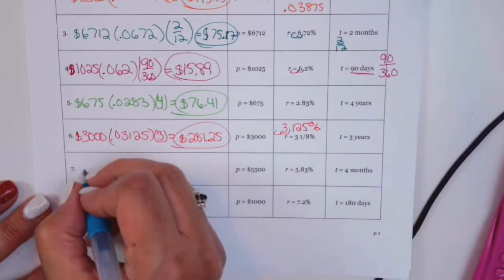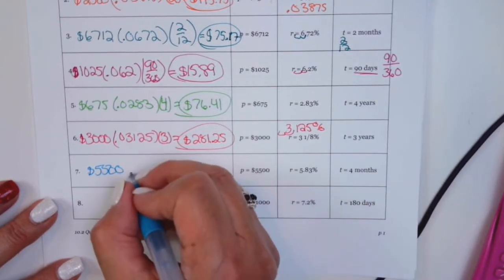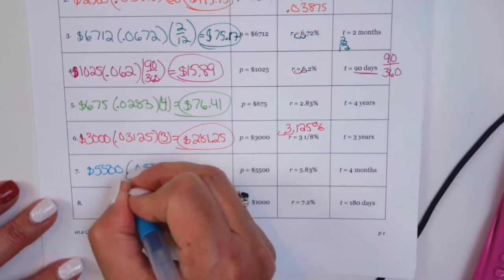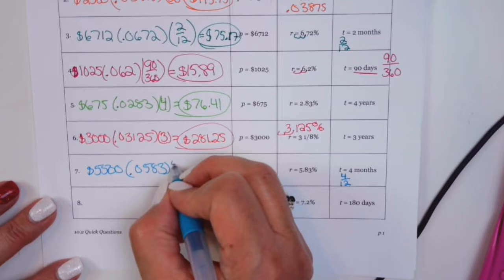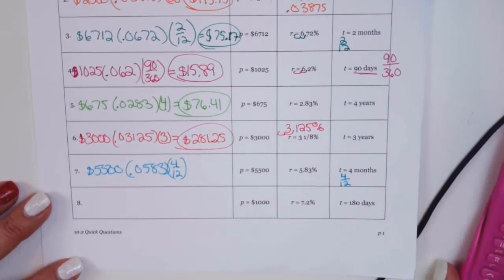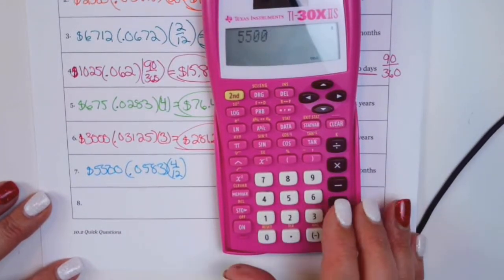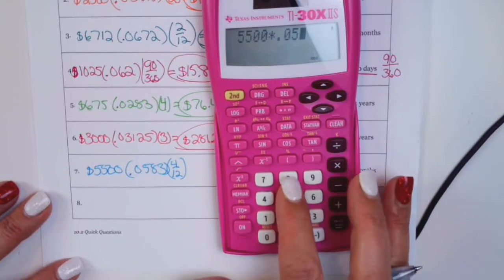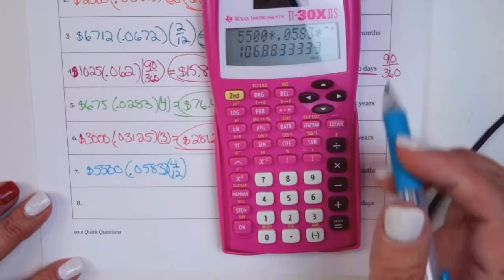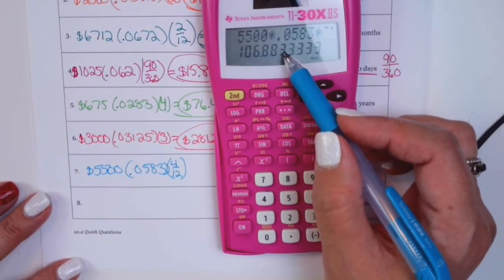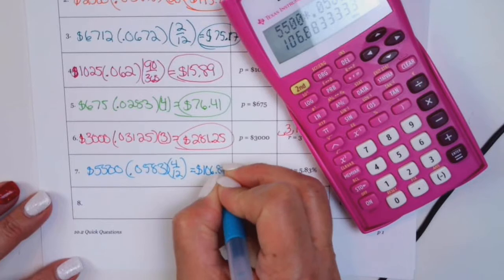Next, our principal is $5,500 and our rate is 0.0583. We have 4 months, so this is 4 divided by 12 because there are 12 months in a year. So 5,500 times 0.0583 times 4 divided by 12. 8 and 3 is less than 5, so we're going to leave it as 8. So it is $106.88.